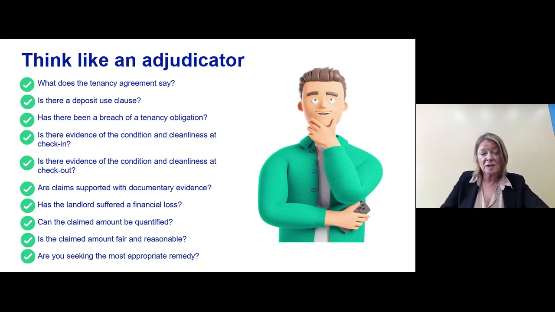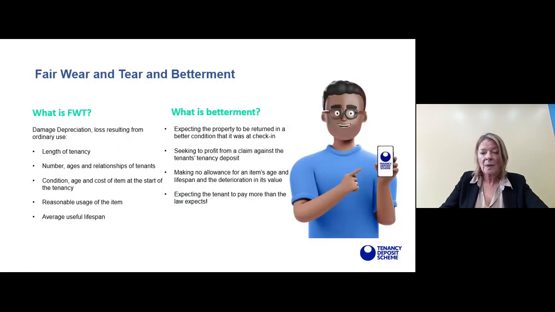Have you got an invoice to support that cost of repairing that wobbly leg on the table? And making sure that, as I said, you are seeking the most appropriate remedy. Fair wear and tear, damage, depreciation, loss, length of tenancy, number, ages, relationships with the tenants, the condition and age at the start of the tenancy, reasonable usage, and the average useful lifespan. Do have a look at our document.